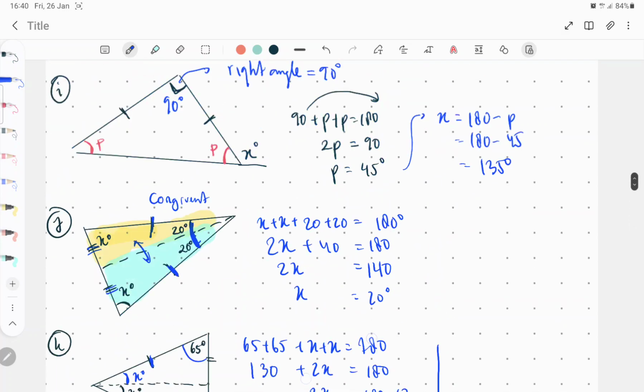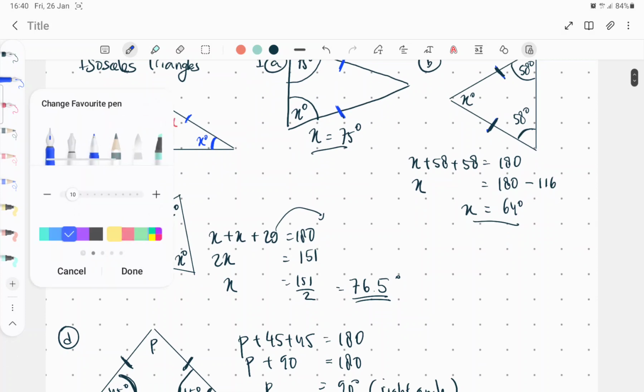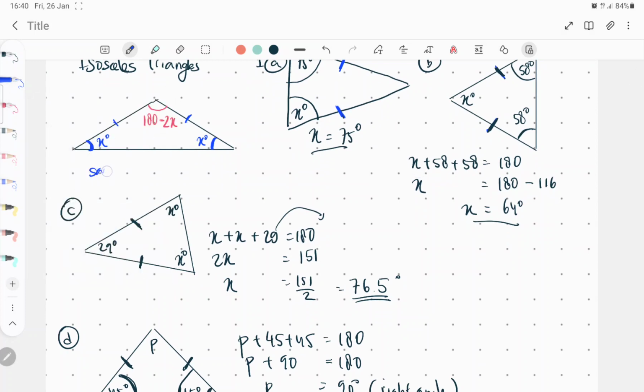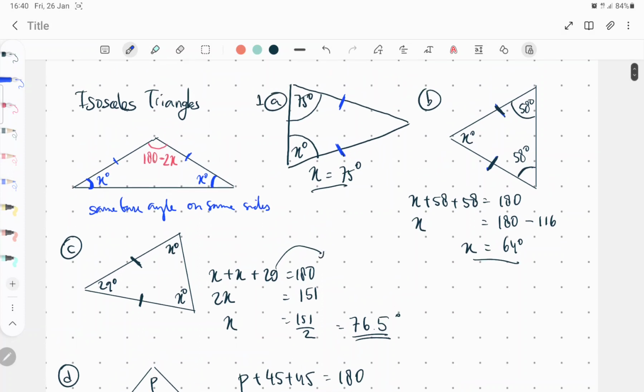So that's all for the isosceles triangle formula. An isosceles triangle applies the same base angle on the same sides, and the total angle on a triangle is 180. It's not only for the isosceles triangle but for all general triangles.